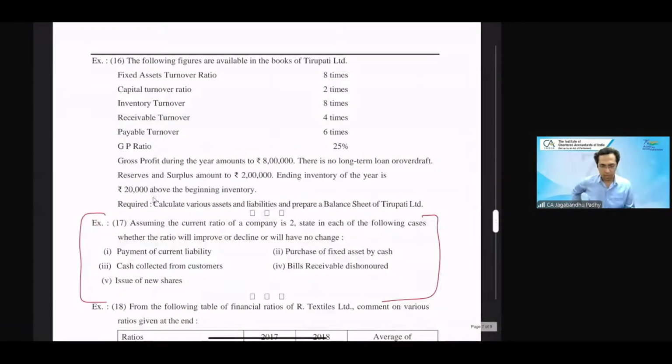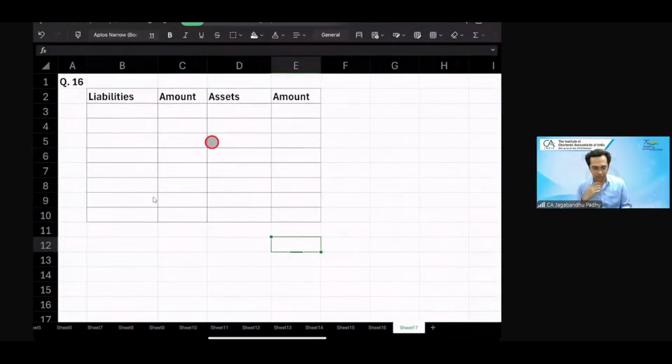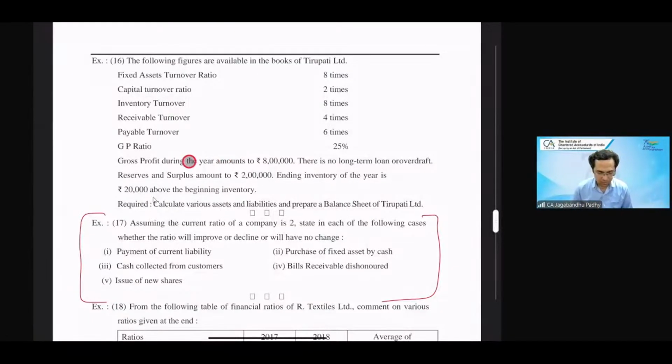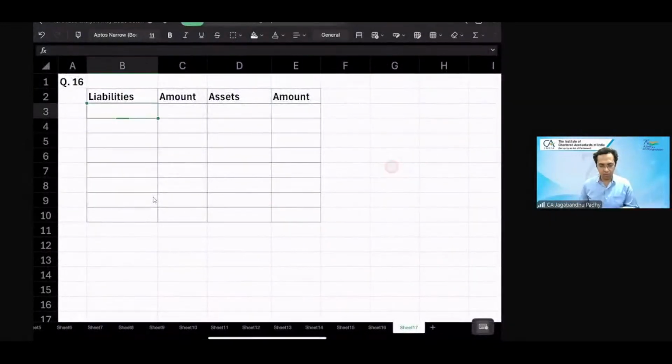Now, liabilities, what all things are required to be filled up? Let's write it down over here. In the liabilities, what are we going to have, and in the assets, what are we going to have? We have capital turnover, so we'll have the capital employed, but the amount of debt is not given. There is no long-term loan or overdraft, so this company is purely equity funded.